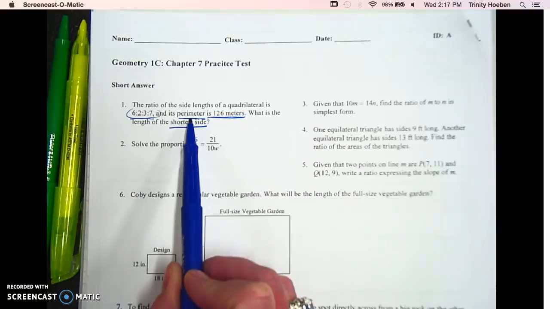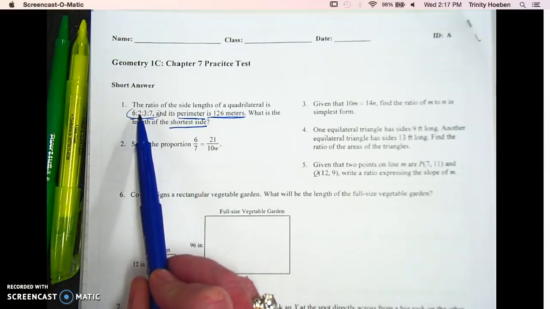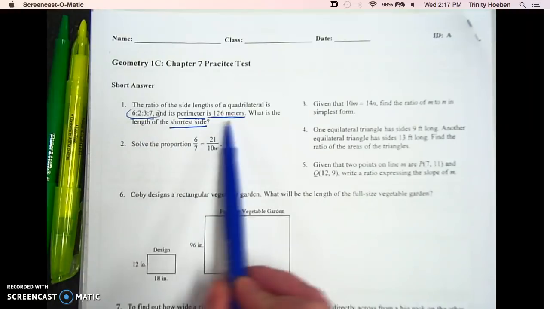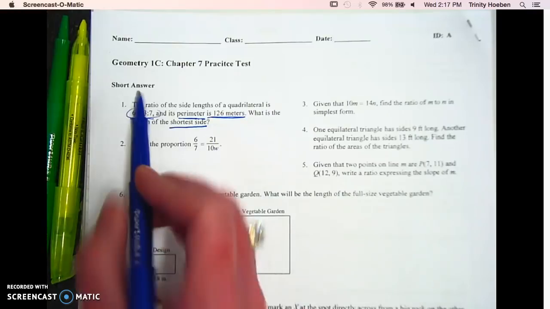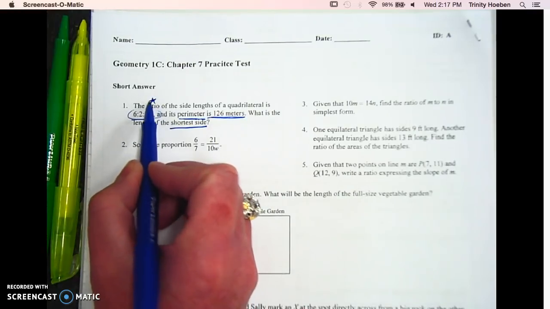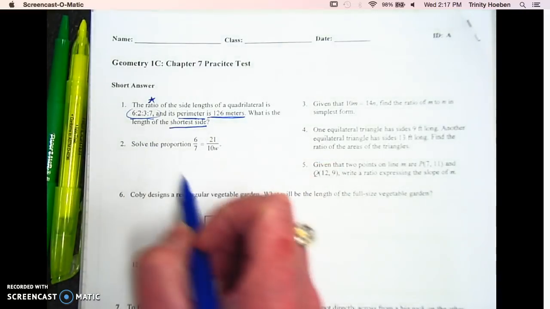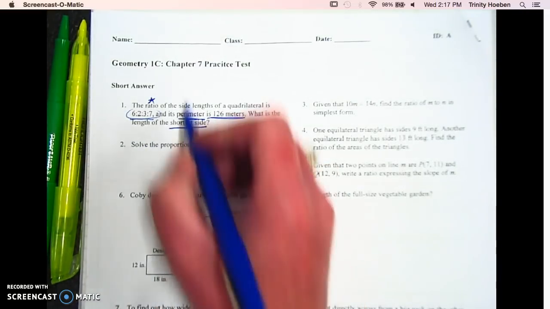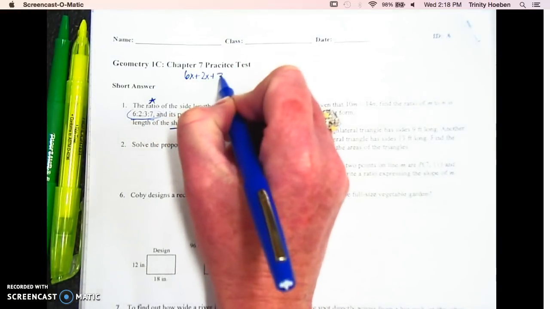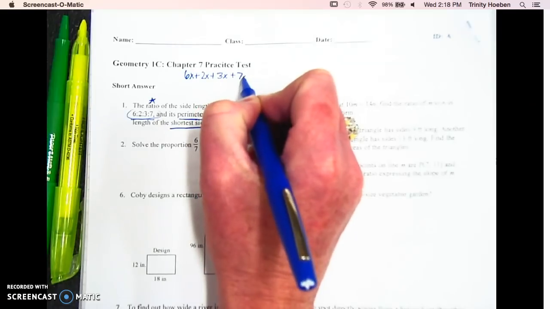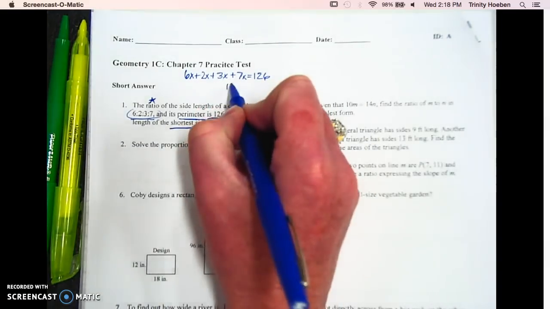Now, in order to find the perimeter of any polygon, you would add up all the sides. But if you took 6, 2, 3, and 7, you'd realize that's way less than 126. That's why it uses this word ratio. So we're going to take the ratio of each of those sides and add them up to 126. So we're going to say that 6x plus 2x plus 3x plus 7x equals 126. Add all those x's together, you get 18x.